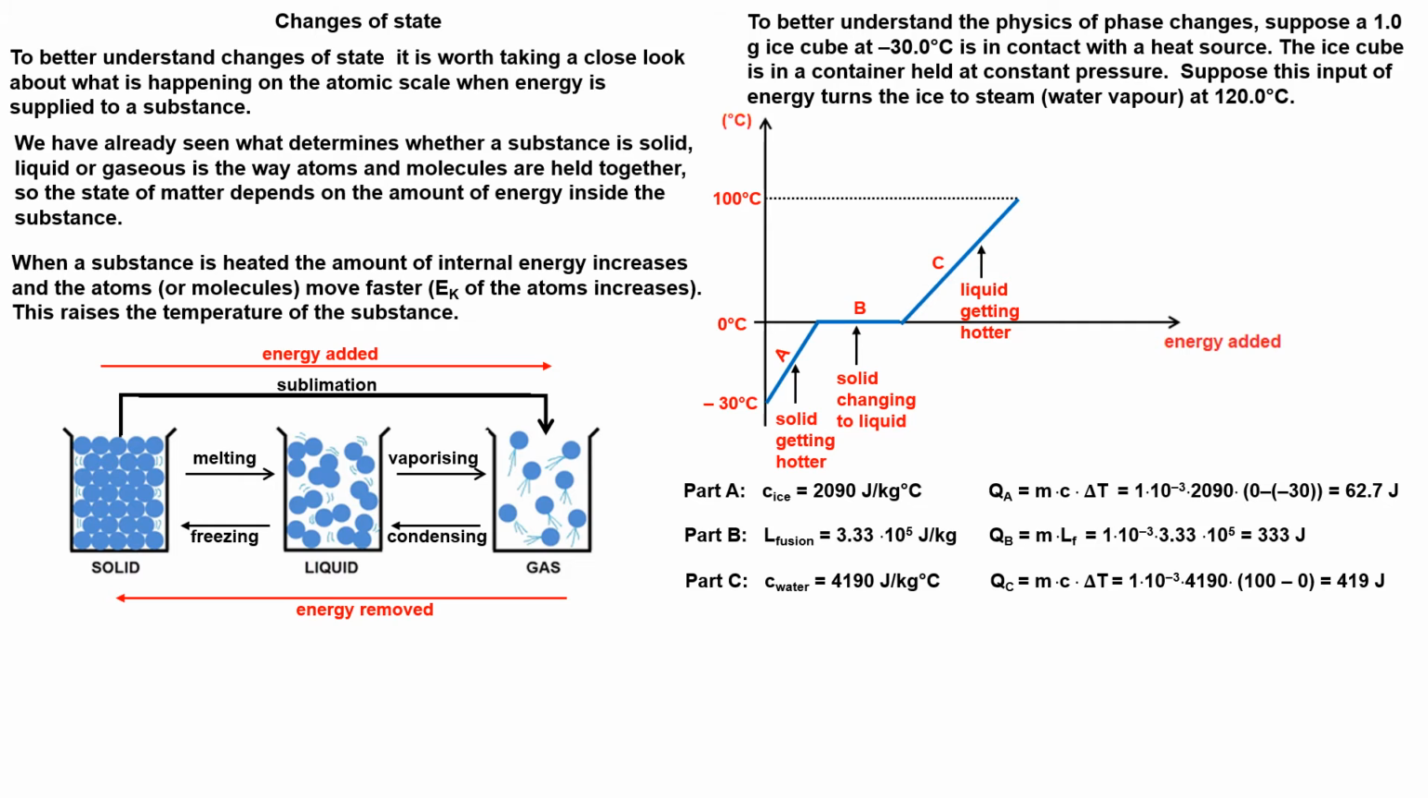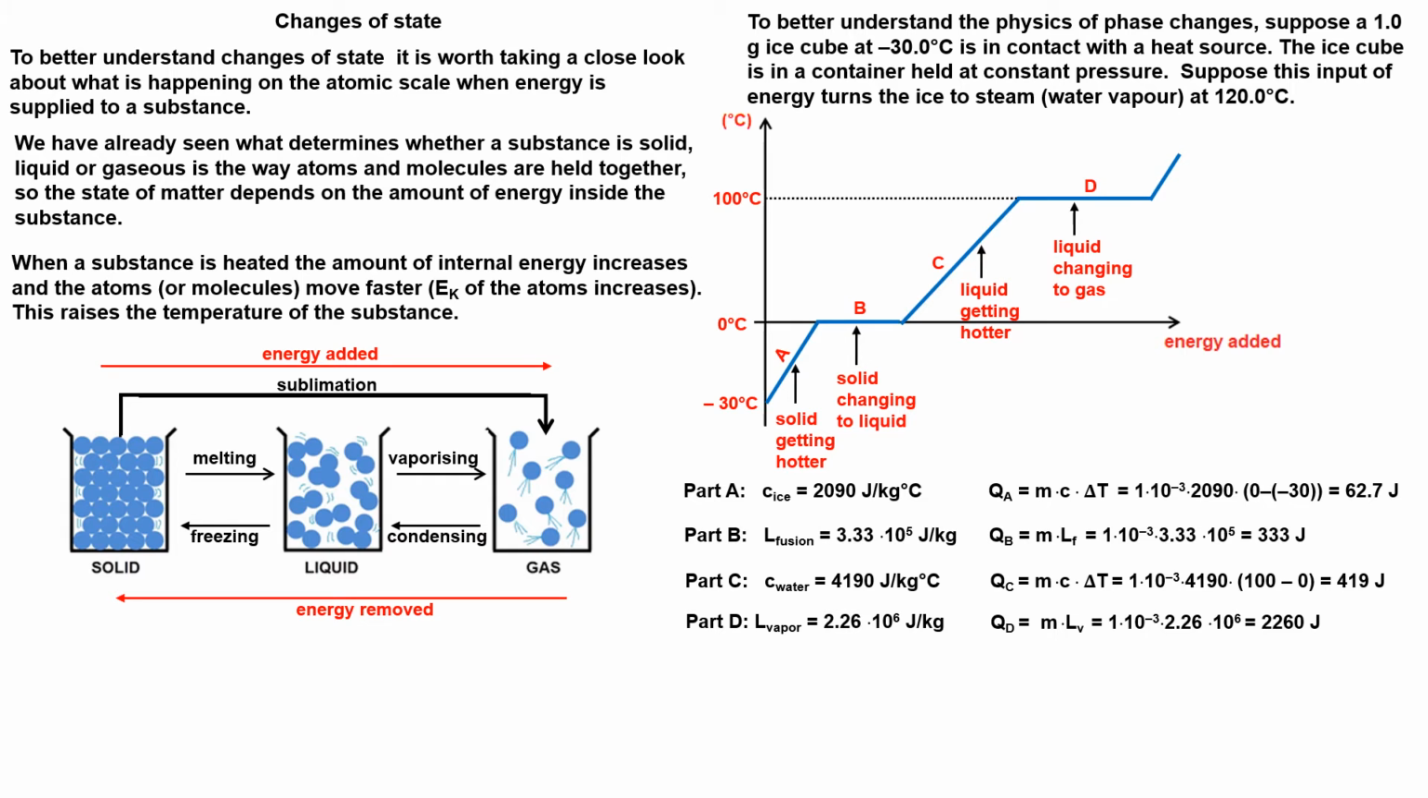Part D. At 100 degrees Celsius, another phase change occurs as the water changes to steam at 100 degrees Celsius. As in part B, the water-steam mixture remains at constant temperature, this time at 100 degrees Celsius, even though energy is being added, until all the liquid has been converted to steam. We can use the latent heat of vapor to calculate the amount of energy required to convert 1 gram of water at 100 degrees Celsius to steam at 100 degrees Celsius.